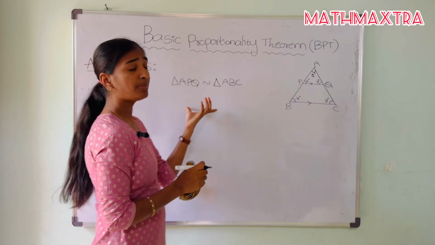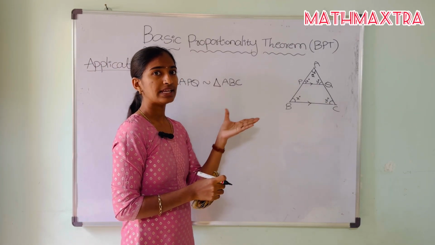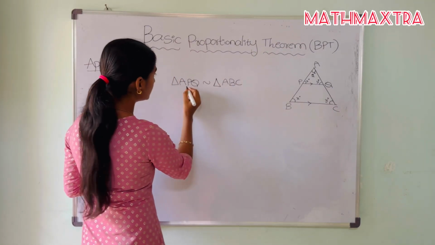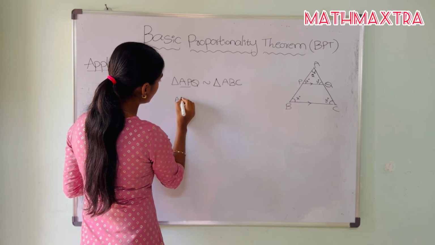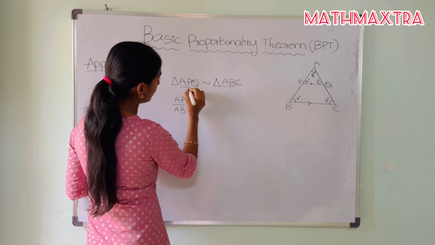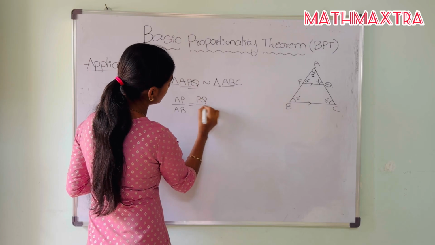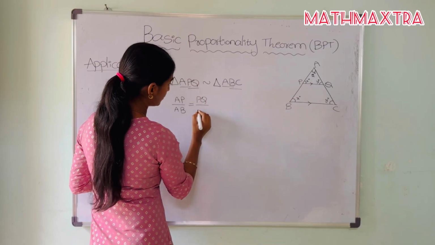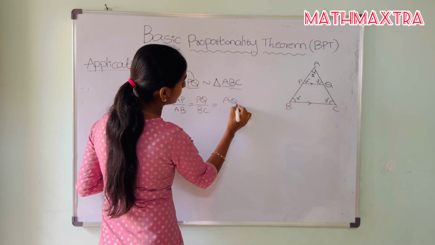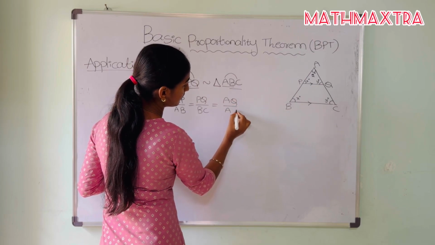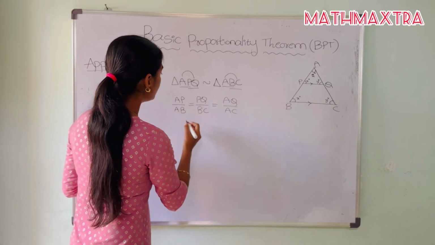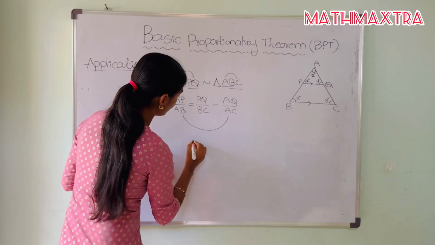What happens if two triangles are similar? Their sides are proportional, right? So we'll write: this is side AP divided by this side AB, and you can write PQ side, which is proportional to BC side, and which is equal to AQ divided by AC. Yes, this holds because those two are similar triangles. Now you take these two and equate them.